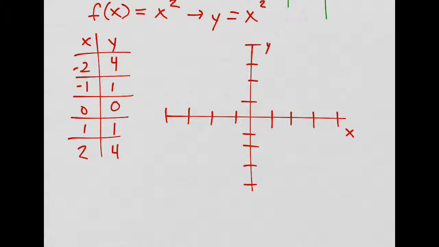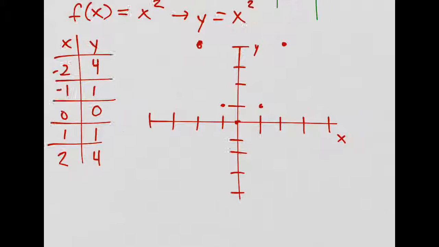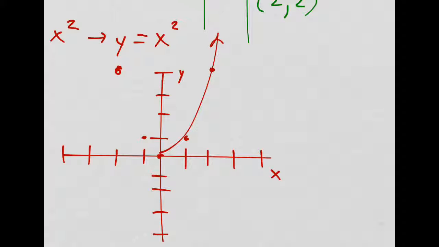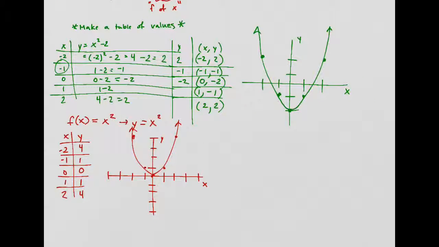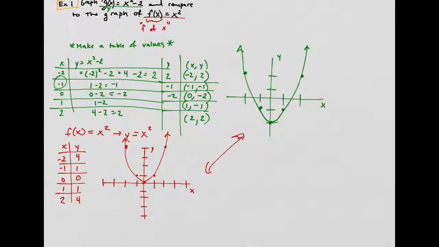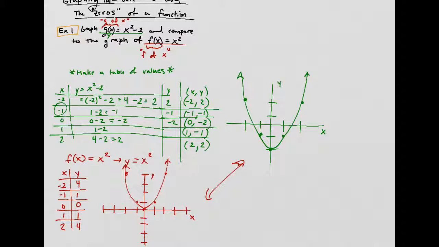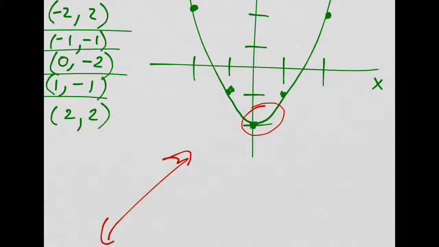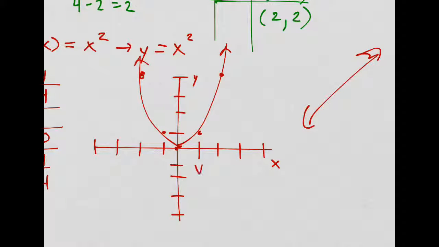And then I plot this. Negative 2 comma 4, negative 2, up 4. There we go. And then negative 1, positive 1. 0, 0. 1, 1. 2, 4. Oh, look at that. So how am I comparing these two things? What's the difference between these two? Well, the vertex on this one is at, no, sorry, 0, negative 2. The x-coordinate first. Oh, that's the vertex. Here, the vertex is at 0, 0.